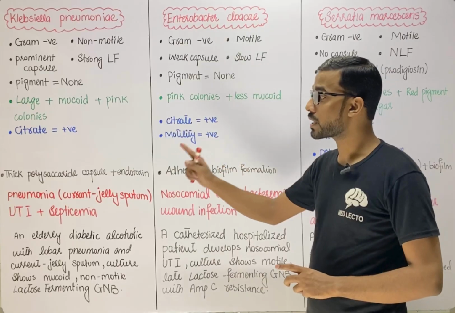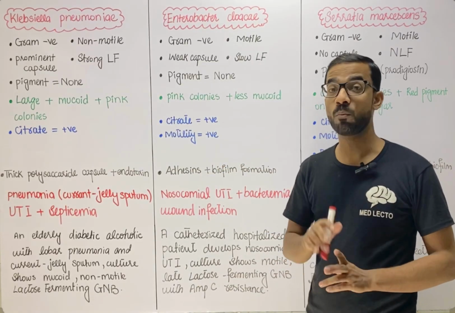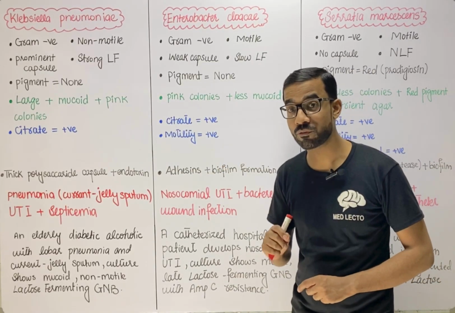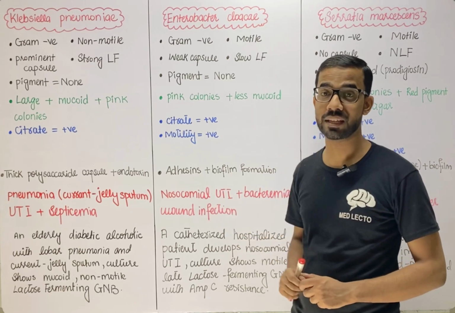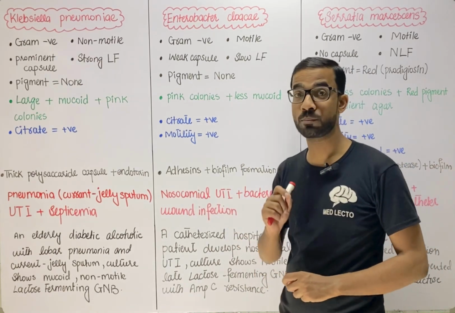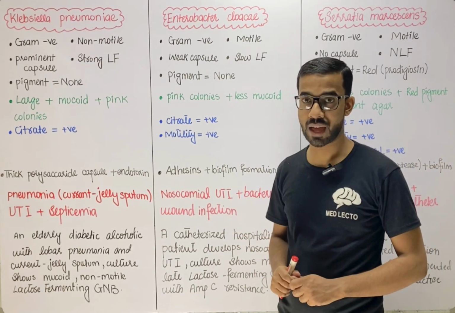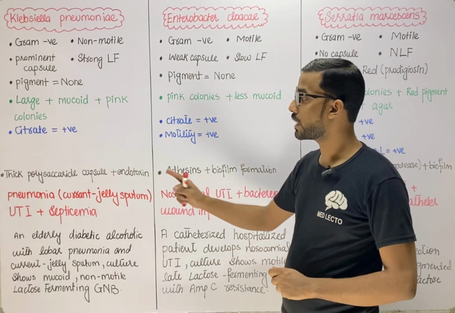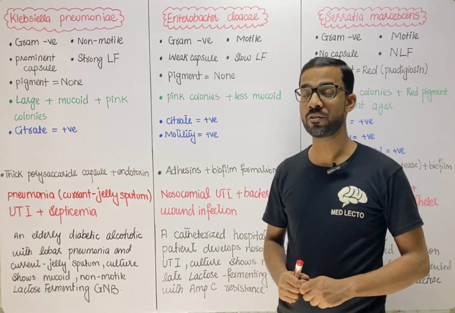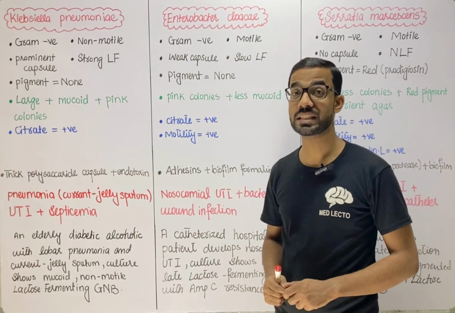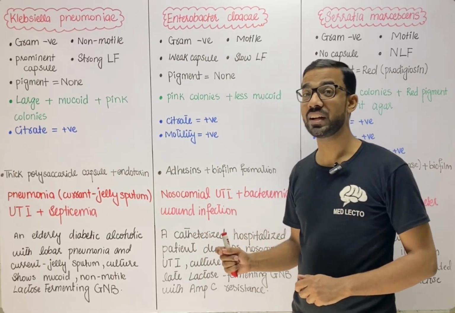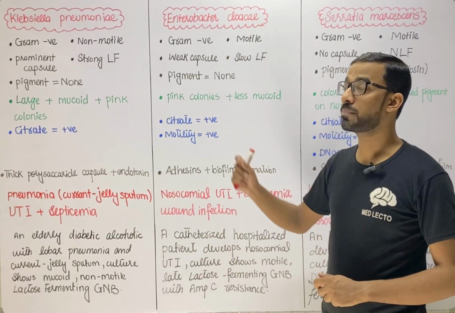So Kp causes pneumonia, and the most important feature of the pneumonia caused by the Kp is the currant jelly sputum, reddish sputum in that case. And it can also cause the UTI, urinary tract infection, and septicemia. So these are the different things caused by the Kp.